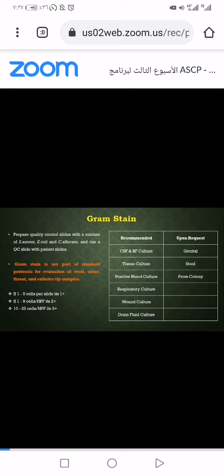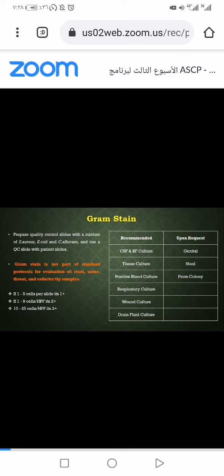Next slide. When we use the gram stain, or when we should prepare a slide and when we shouldn't. In the CSF culture and fluid culture, it's recommended you must do the gram stain. And the tissue culture, the positive blood culture, respiratory culture, wound culture, and drain, and so on, genital, stool culture, and from colon. So here, the CSF and body fluid, we must do it in all the specimens.